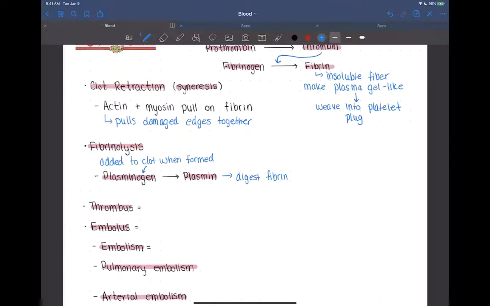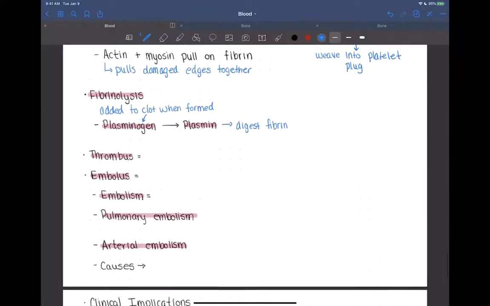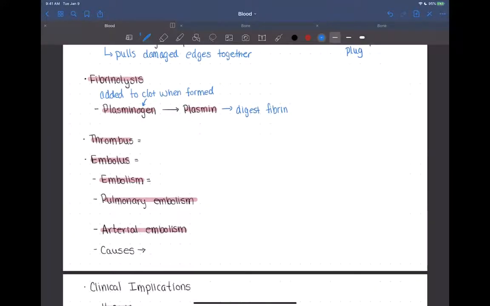Okay, so that is hemostasis, and so we just have a couple more terminology topics to talk about, and then some clinical implications of clotting, and we'll be done with the blood chapter. All right, so a couple terms you've probably heard of, a couple of these. All right, so first of all, a thrombus. This is going to be a clot, and it's specifically referring to a clot that is attached to a vessel wall. Okay, so this would be an intact kind of clot on a vessel wall.